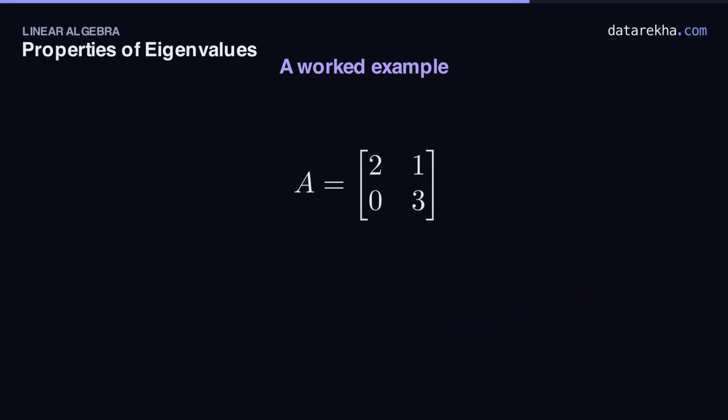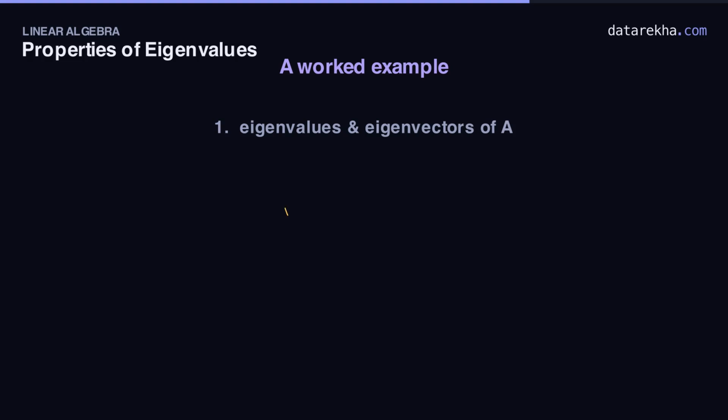Let's put every rule to work on one matrix. Here is A, and notice, it is upper triangular. We want the eigenvalues of A itself, then of A squared, A plus 5I, and A inverse. Step 1. Because A is triangular, the eigenvalues are the diagonal entries. 2 and 3 read straight off.